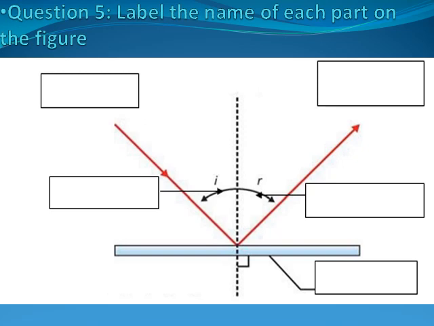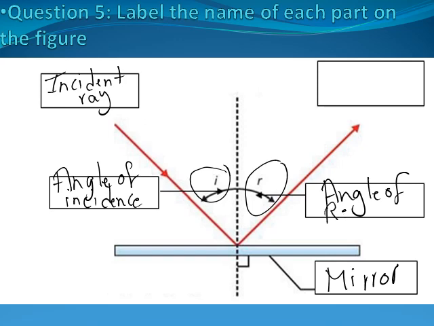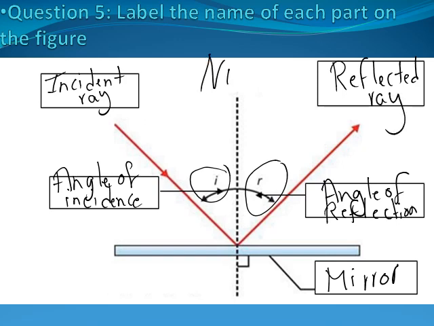Moving to the labeling, this ray is called what? It's called the incident ray. This arrow is moving to this angle, so this angle is called the angle of incidence. This is where light reflects. What do we call it? We call it the mirror. This angle is called the angle of reflection. What do we call this ray? Light moving away from the incident ray is called the reflected ray. And this vertical line is called the normal.